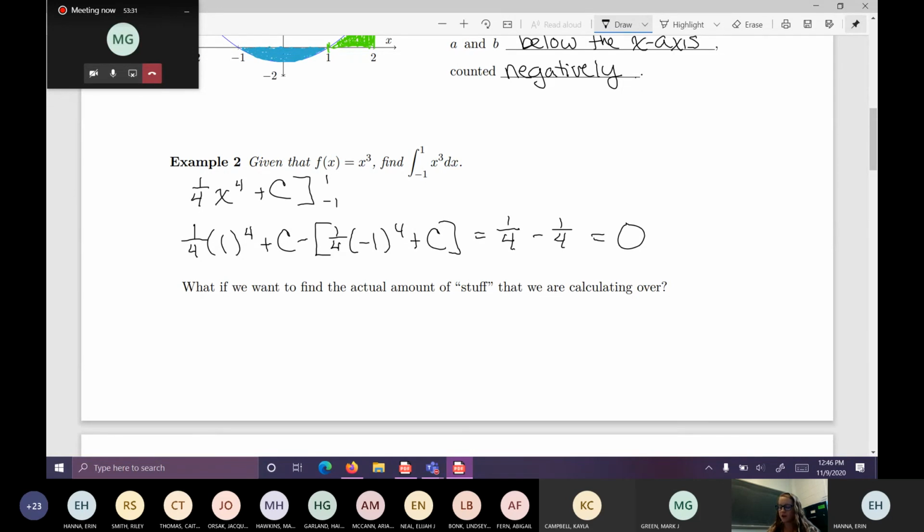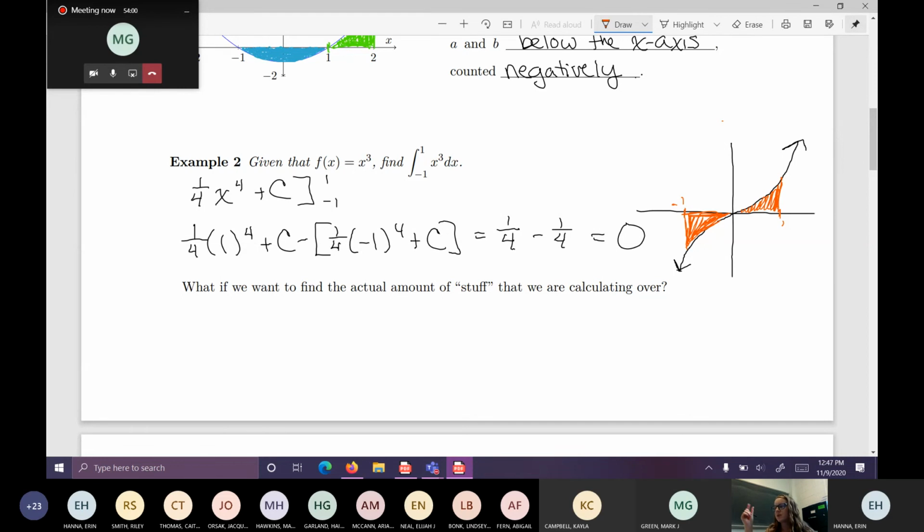So again, if you're thinking about this in terms of area, that might not make a lot of sense. But essentially what's happening is if we look at the graph of x cubed, it looks like this. So essentially the area we're finding here is we have area underneath of the x-axis to the left, and then we have area above the x-axis to the right.